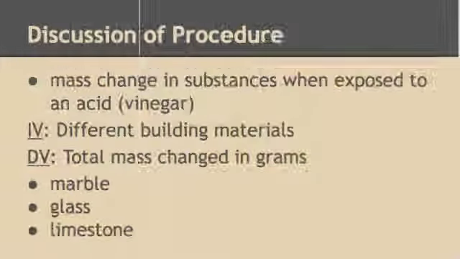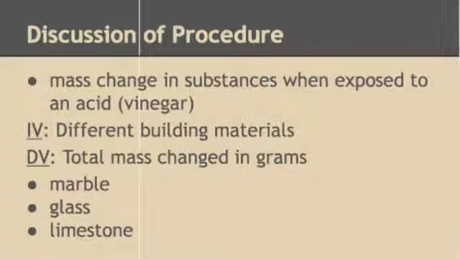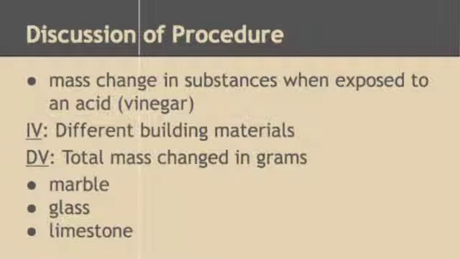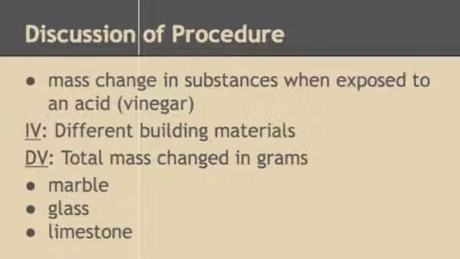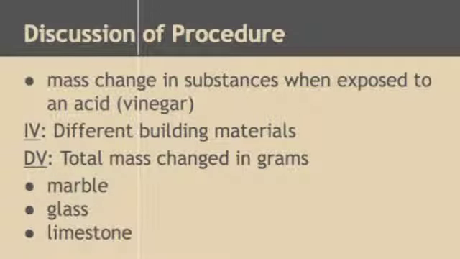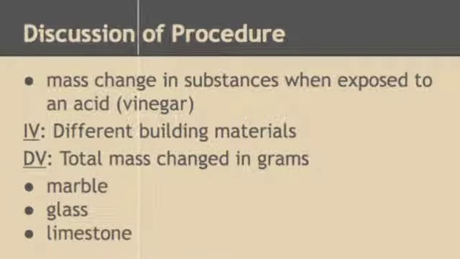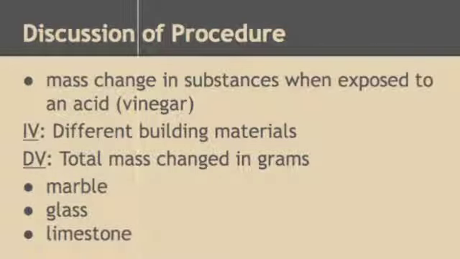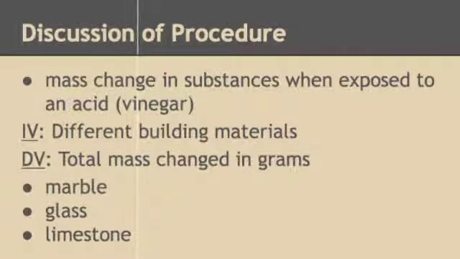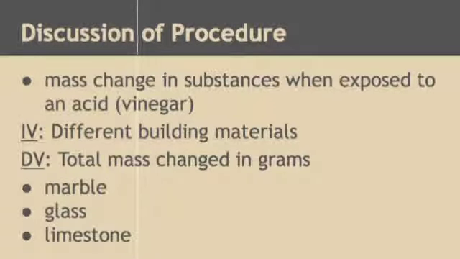In our experiment, we tested the mass change experienced by different building materials when exposed to acid. The acid we used was a solution made of vinegar that had been combined with another substance to make it more acidic. The acidity of typical distilled white vinegar is around 2.4, and the combined substance we used was meant to lower the pH even further. The building materials we tested were chunks of marble, glass, and limestone.